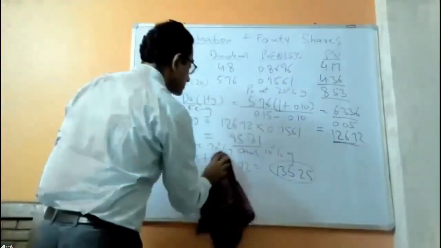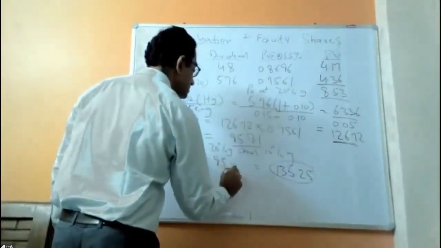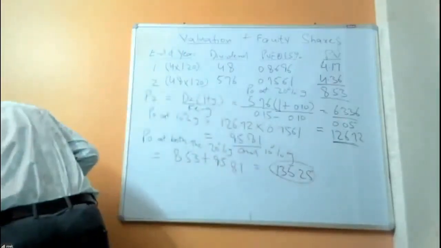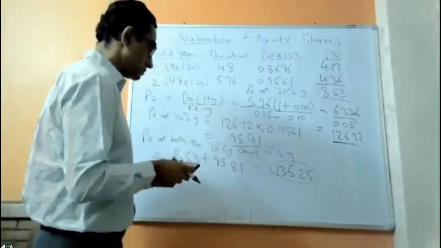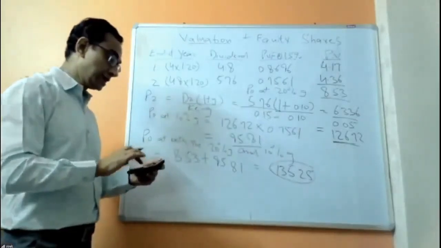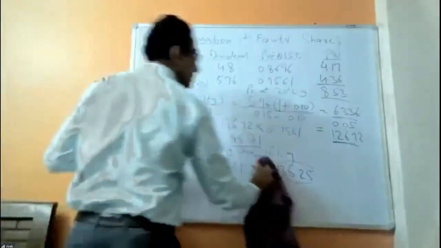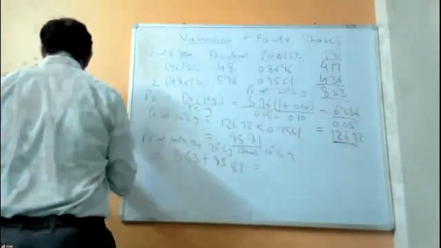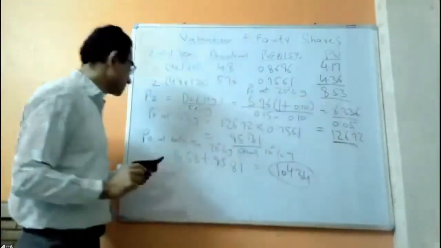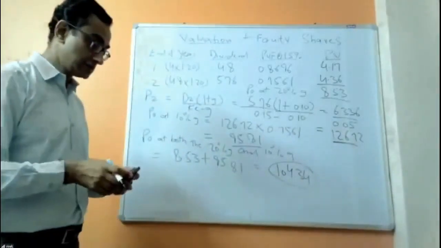Actually, this has to be added with this, not 126.72. I apologize. That is 8.53 plus 95.81. So we'll add both these figures. 8.53 plus 95.81, so 104.34. This is the answer. So please check that the final present value which is coming is 104.34 or not.